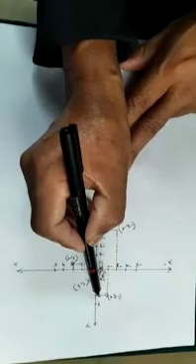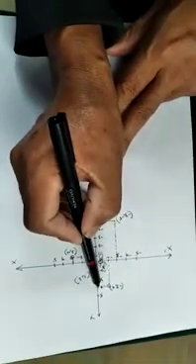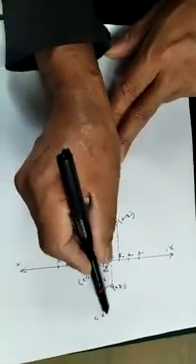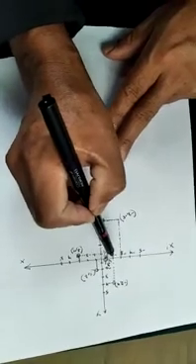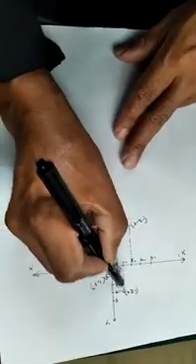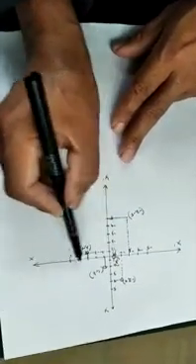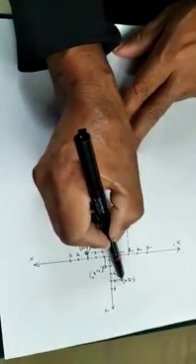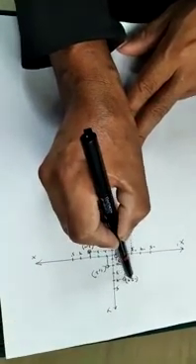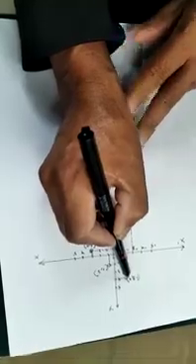You draw a dotted line perpendicular to the y-axis and another dotted line perpendicular to the x-axis, and the two lines intersect at this point. This is the required point, which lies in the second quadrant, as we have mentioned. Second quadrant.